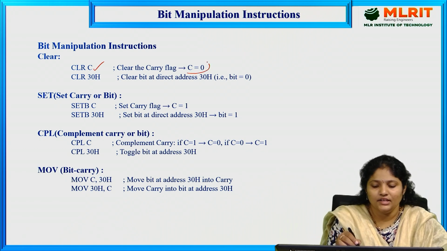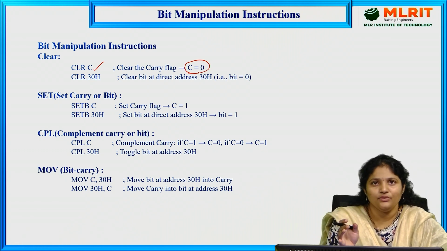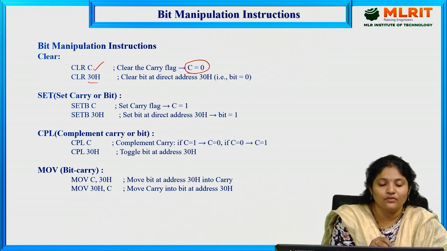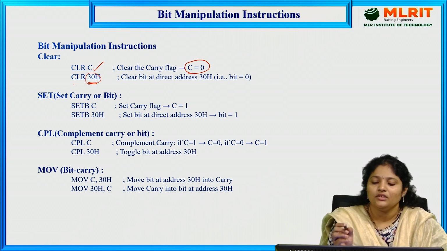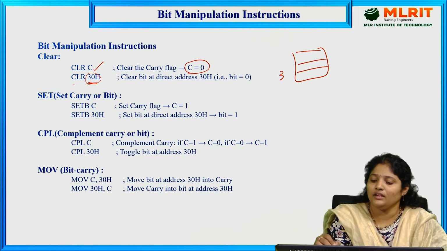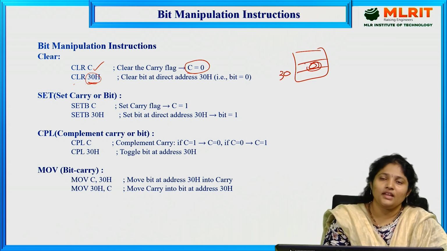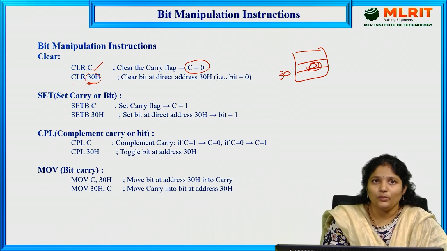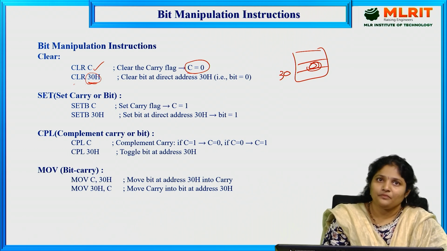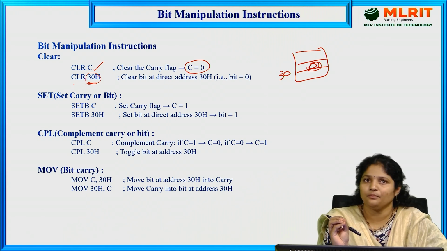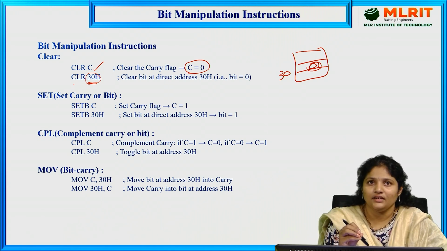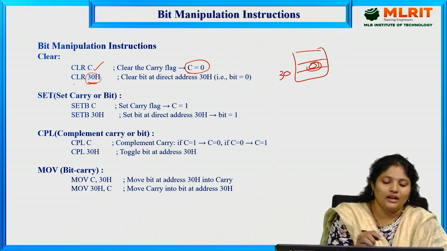To set the carry to 0, we can use CLR C, or else you can directly mention the address of the memory which you need to clear. Suppose CLR 30H, so it specifies one address of the memory, a direct address. In that direct address, it will clear the data. As I explained in the internal RAM organization, the internal 128 bytes of memory have an address location for each and every byte, so you can use that internal memory to directly specify the address over here.